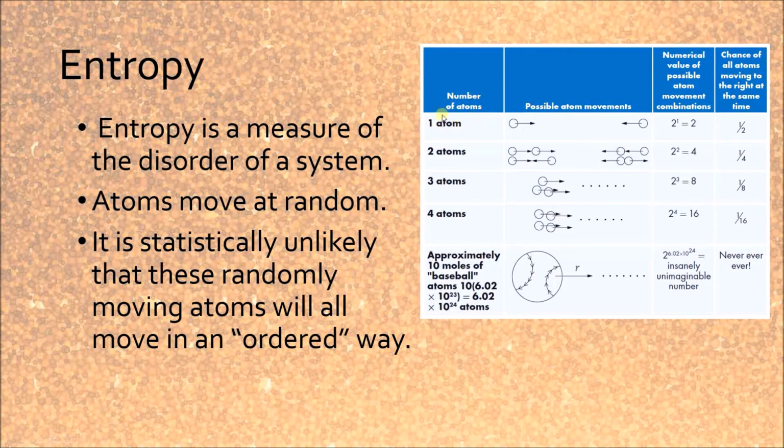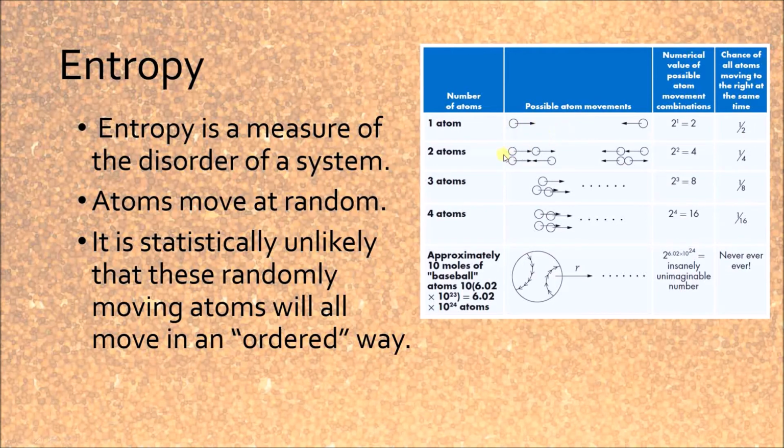If we have a one atom system and say the atom can either move to the right or to the left, we have two possibilities for what can happen, right or left. So that means we have a 1/2 chance, or 50% chance, of getting the atom to do what we want it to do, say move to the right.